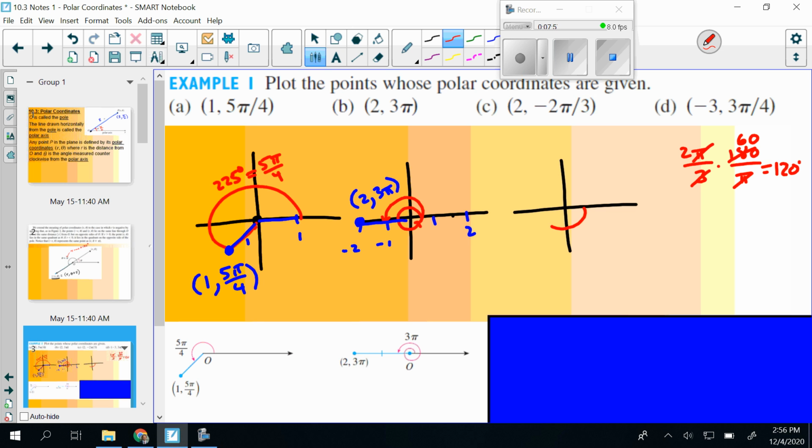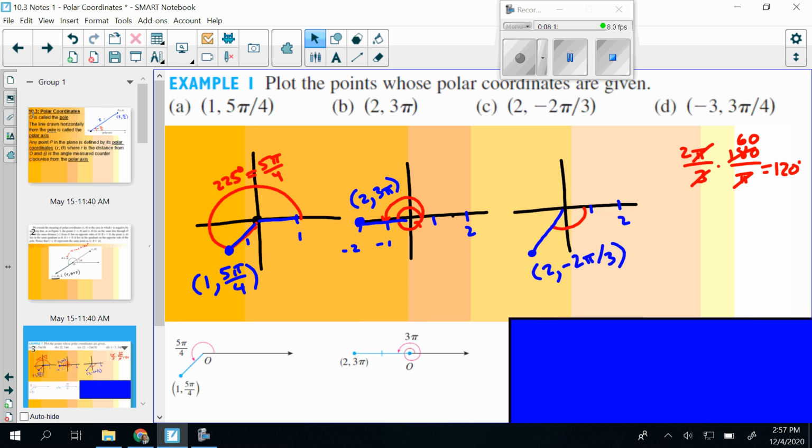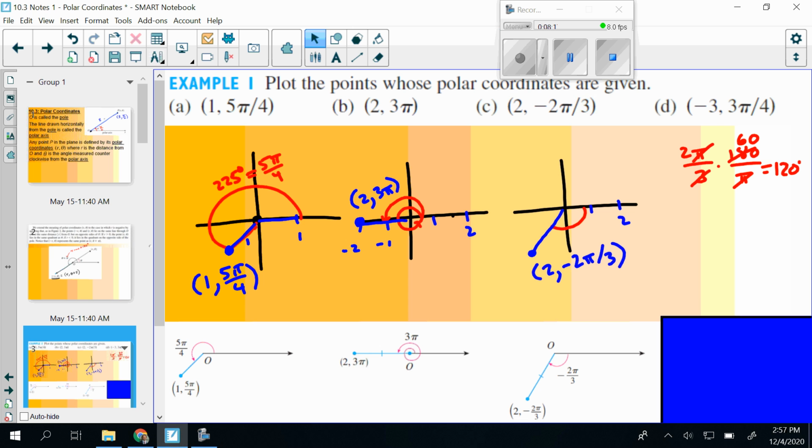And then we'd want to measure out, again, how much is 2? So if that's 1, let's say that's 2. We'd want to measure out that same distance, which might be about there. There's where our point is. Here's again another look at that spot there. All right, last one here.